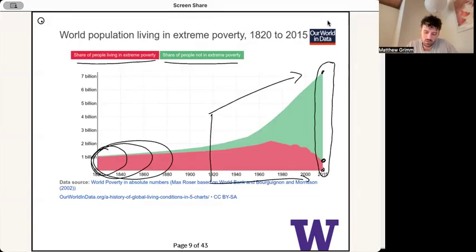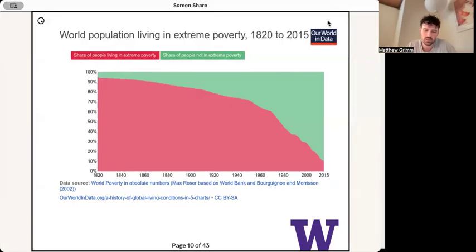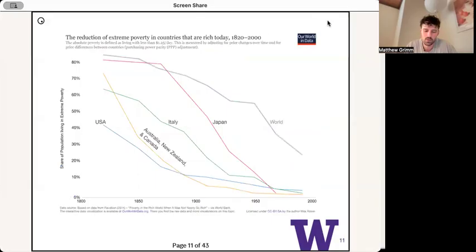Here's another graph that says a similar story. While the last one was focused on the number of people, this second graph looks at the share of people, which is why these are in percents on the y-axis. And you can see the general trend where the share of people in extreme poverty has decreased as time has gone on. And again, we're looking at a world metric here.